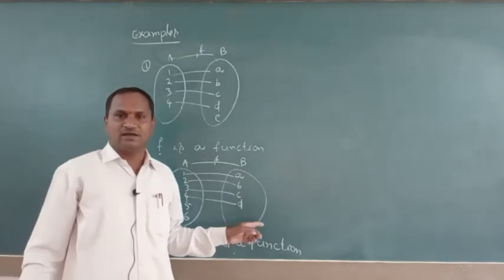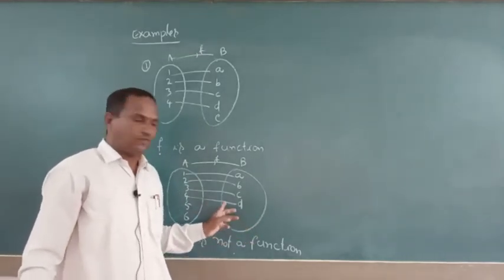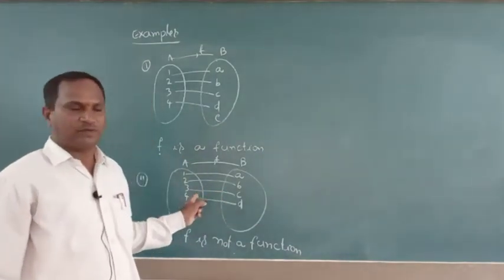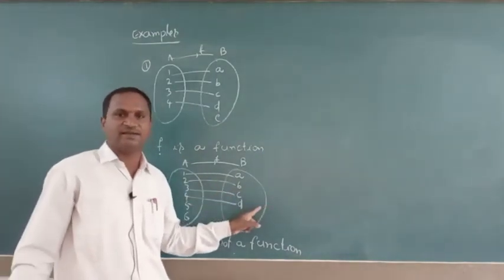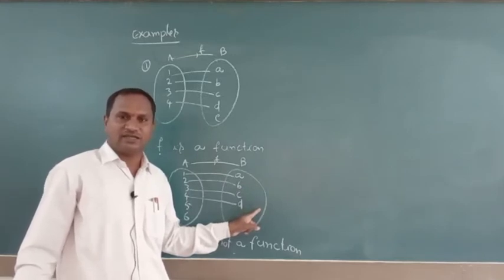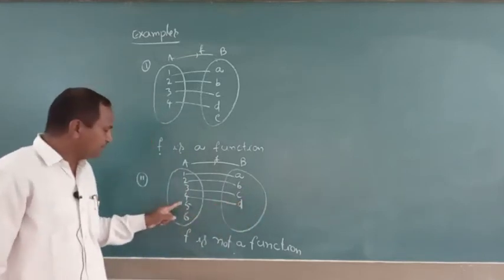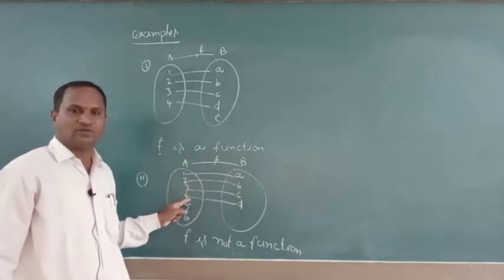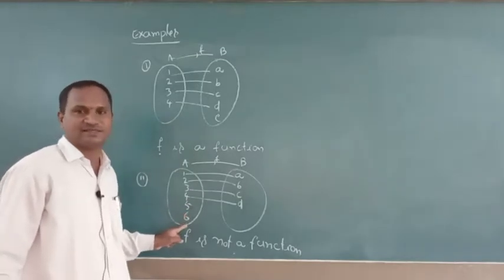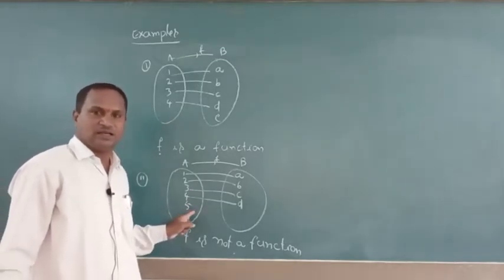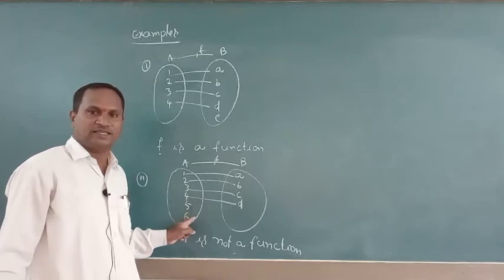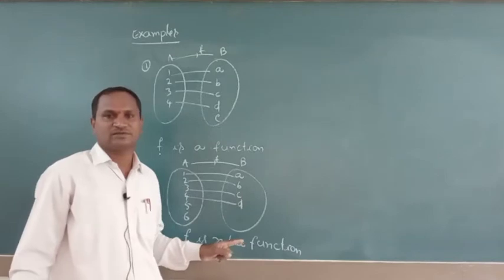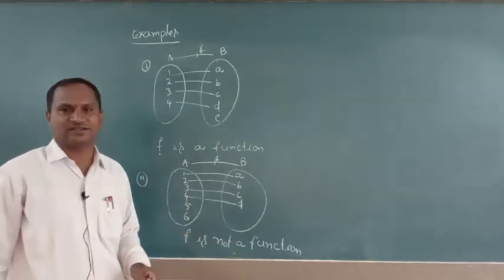Because according to the definition of function, for all x belongs to capital A, then there exists a unique element in set B. According to that definition, here mapping is there only for the numbers 1 2 3 4, but there is no mapping for 5, 6. At the same time, the elements of set A 5 and 6 are not associated with any element of set B. That's why it is not a function.